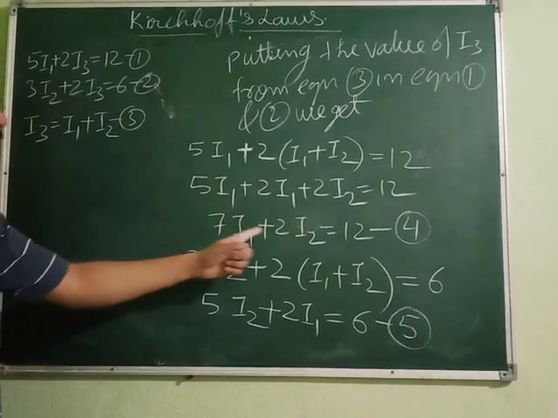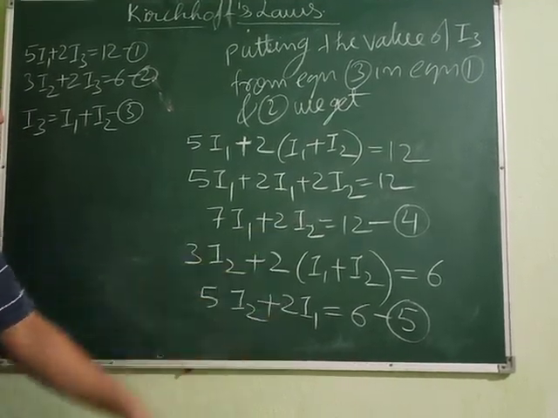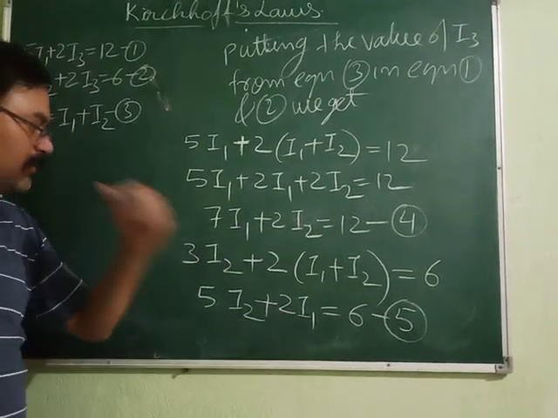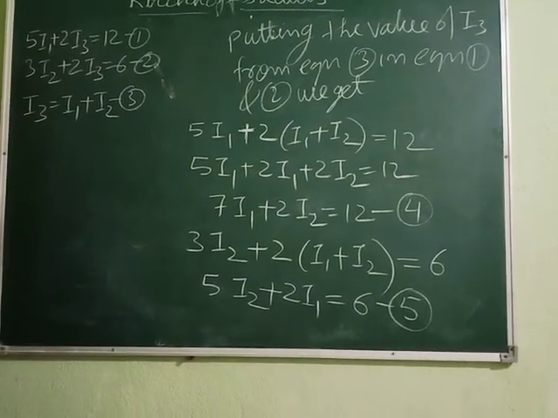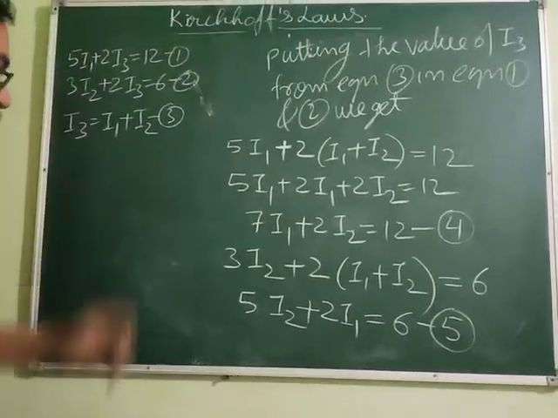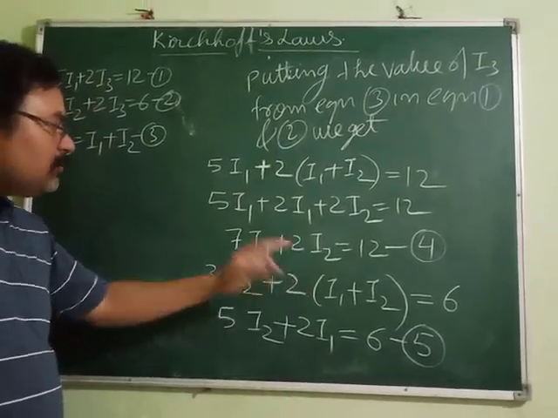So we have got equation 4 and equation 6. That is 7I1 plus 2I2 is equal to 12, and 5I2 plus 2I1 is equal to 6. Now suppose you want to use the elimination method. So for elimination, what do we have to do? See, here I2 is how much?